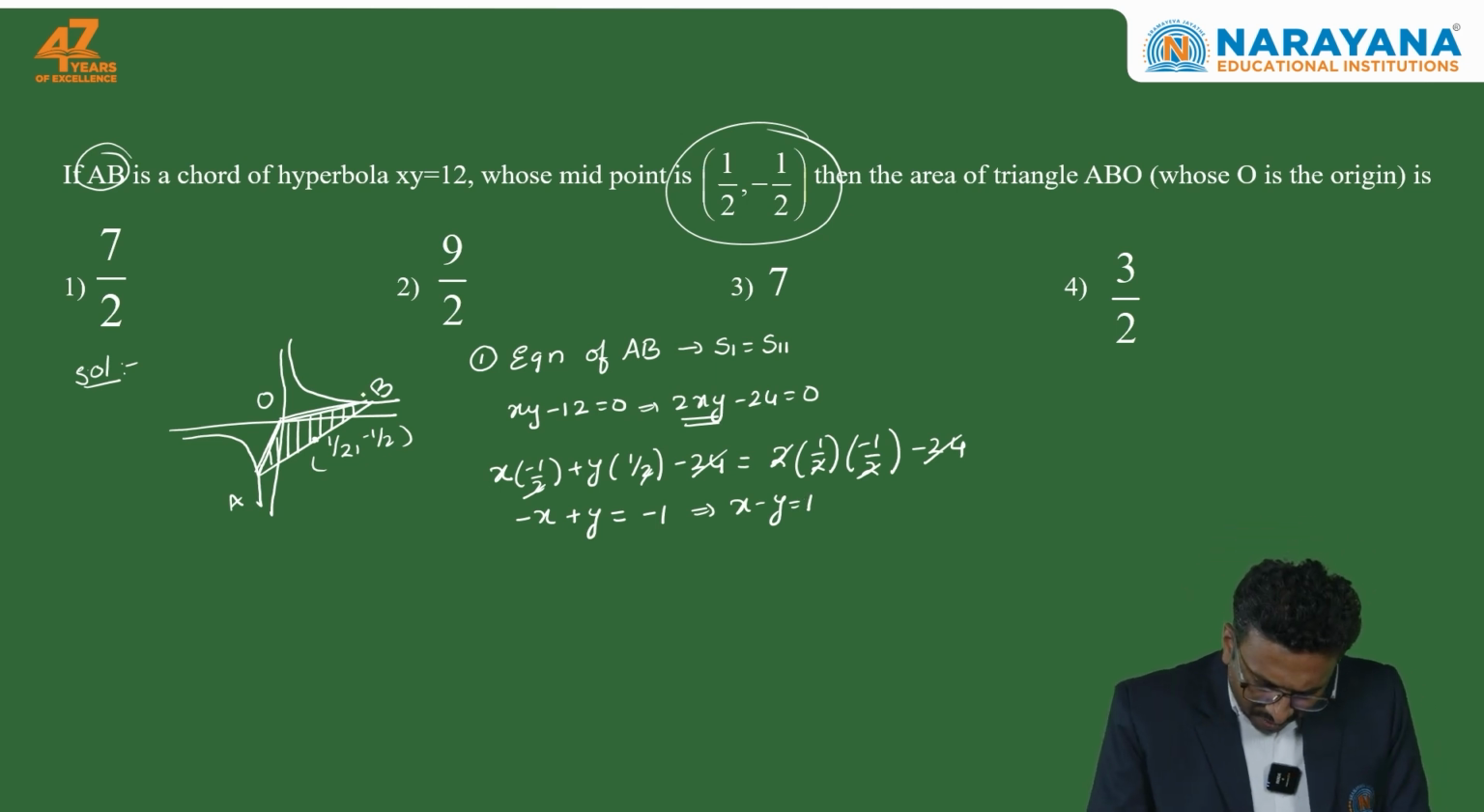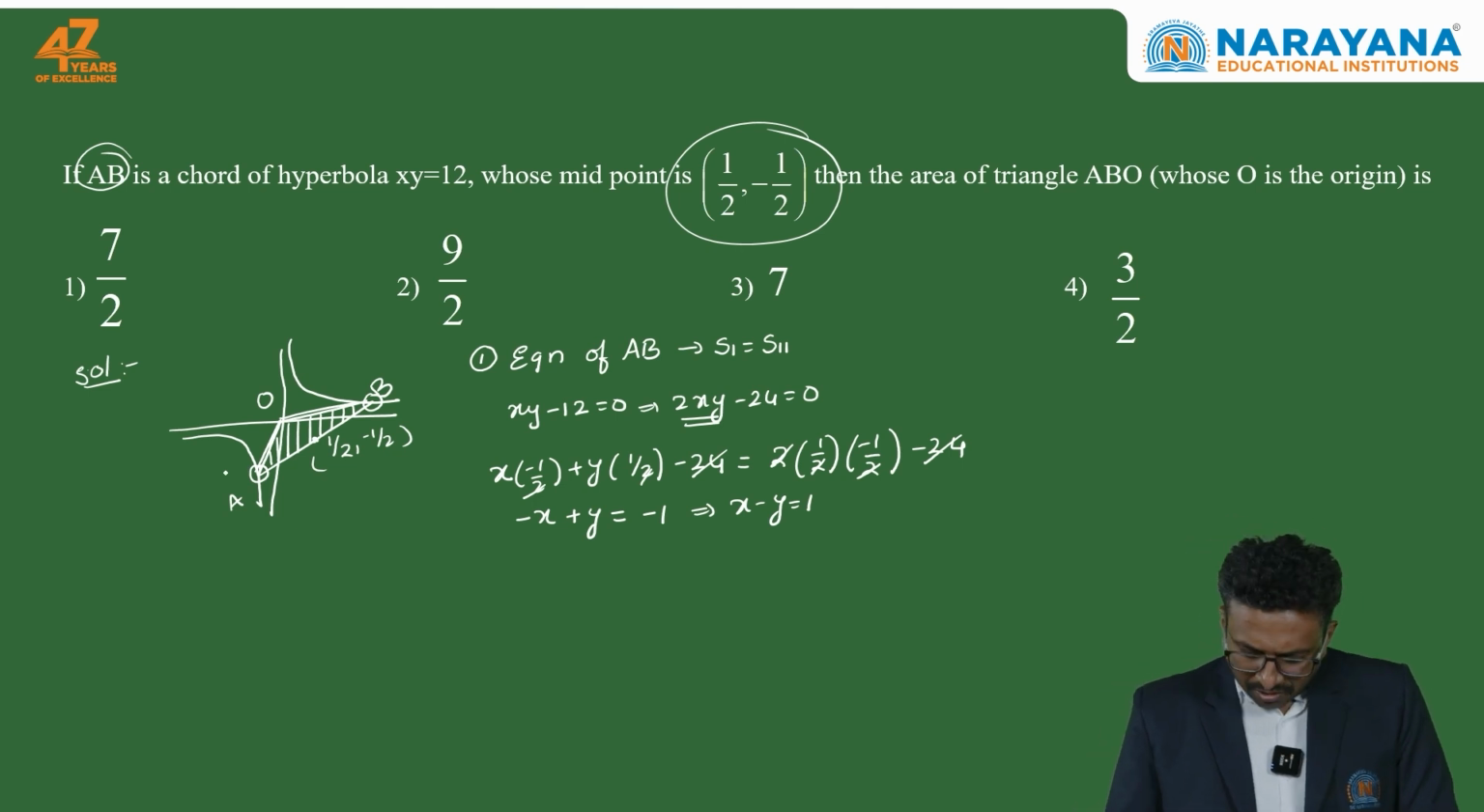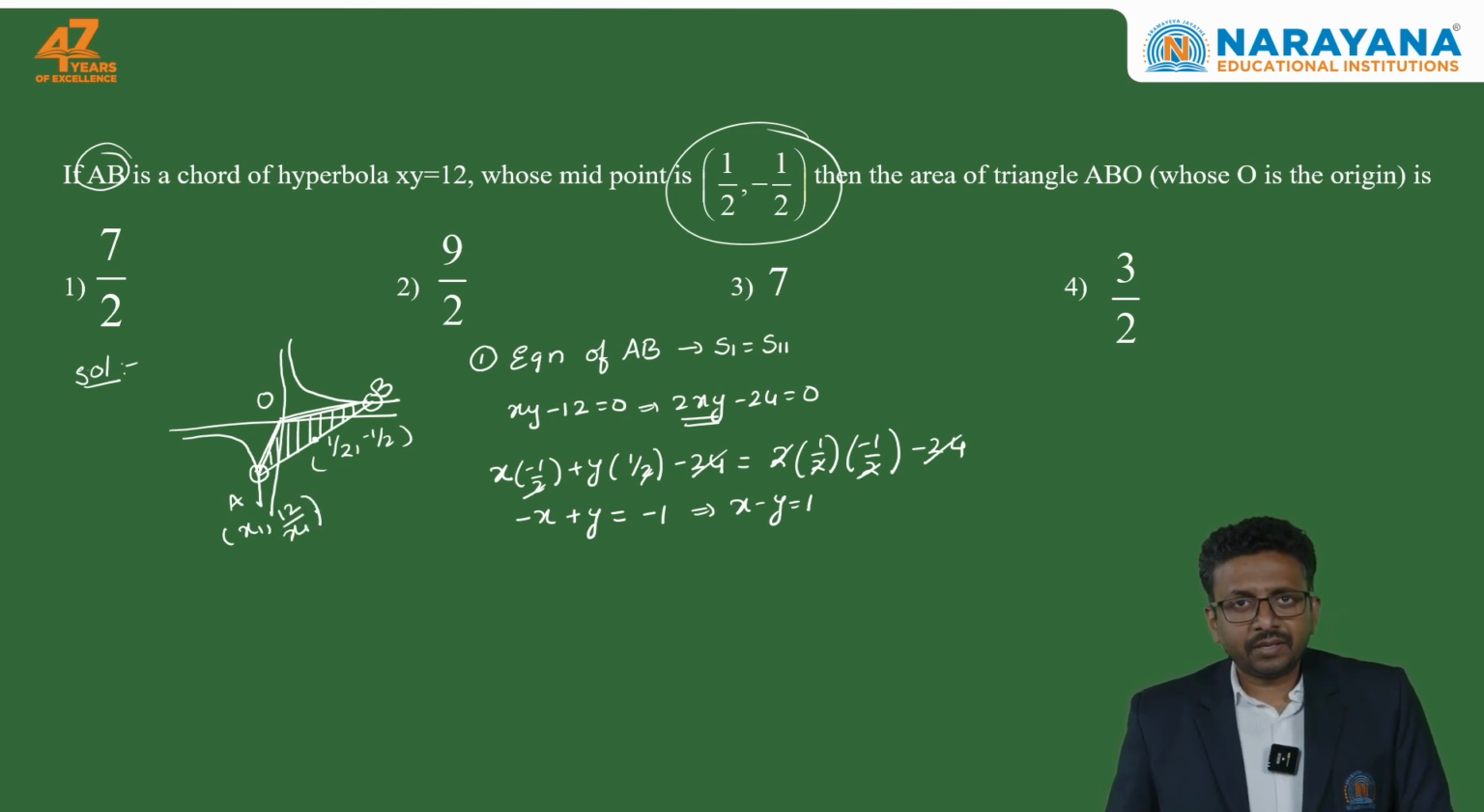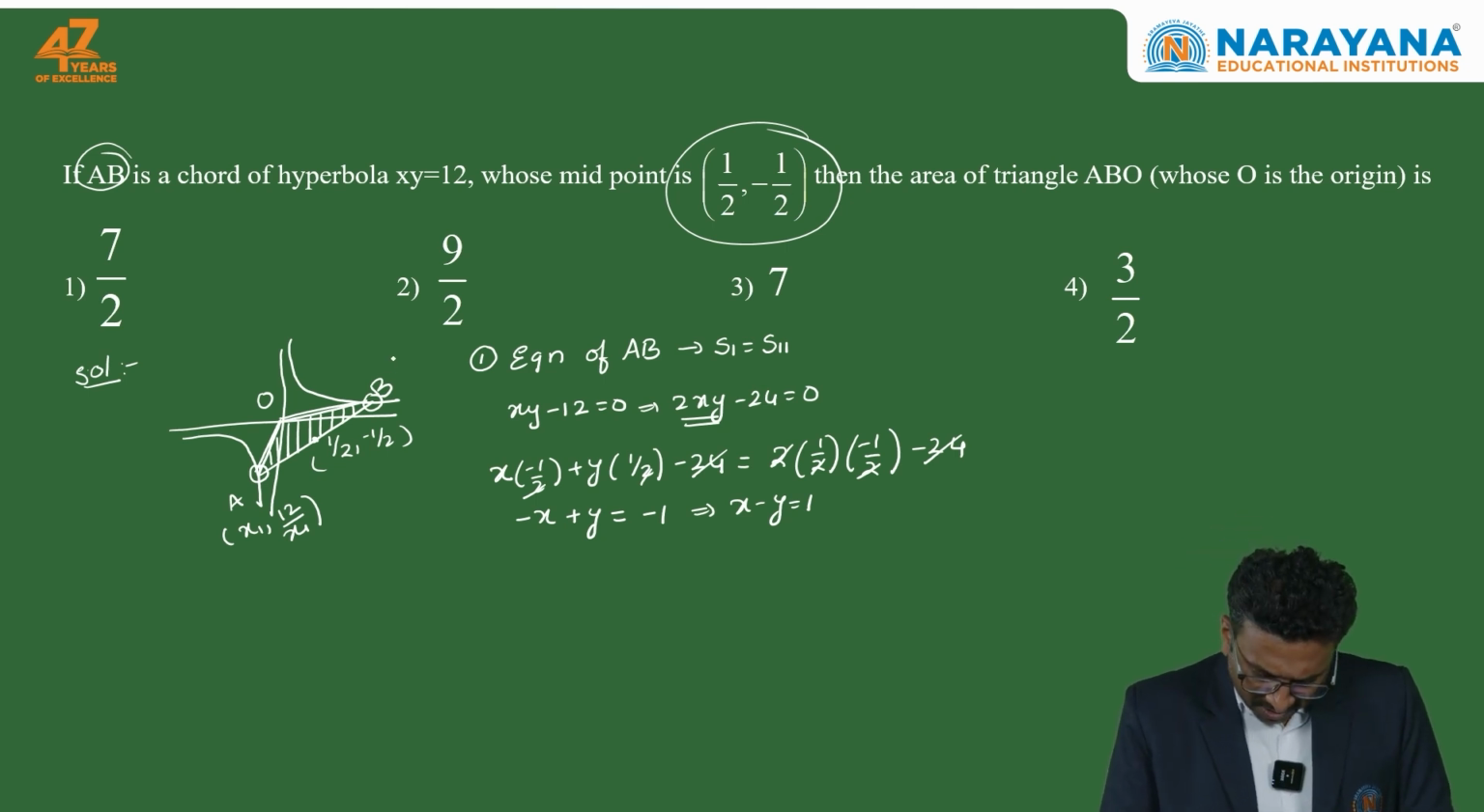Now we are going to find the points of intersection A and B. Without actually finding the points of intersection, let me do something nice. If we take the point A, let us call it (x1, y1), it can be written as (x1, 12/x1). This is like a parametric point. So if you take the x coordinate of A as x1, the y coordinate can be written as 12 by x1. So B can be assumed as (x2, 12/x2).